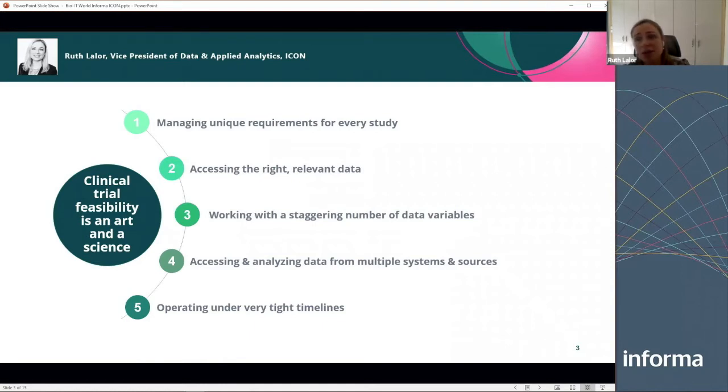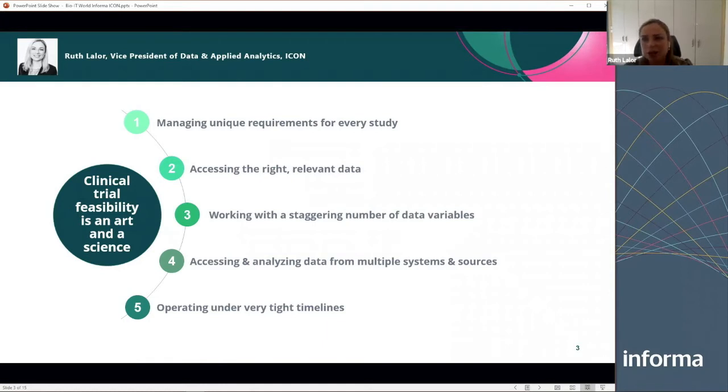And one of the challenges is making sure that our teams can use this data in the rapid timeframes that they need to, and that they can create models that make sense operationally, and also that can be consumed by people who aren't necessarily data scientists or feasibility experts. So being able to visualize that data is also one of the other challenges. And I've mentioned already, we're operating under very tight timelines when it comes to study feasibility.